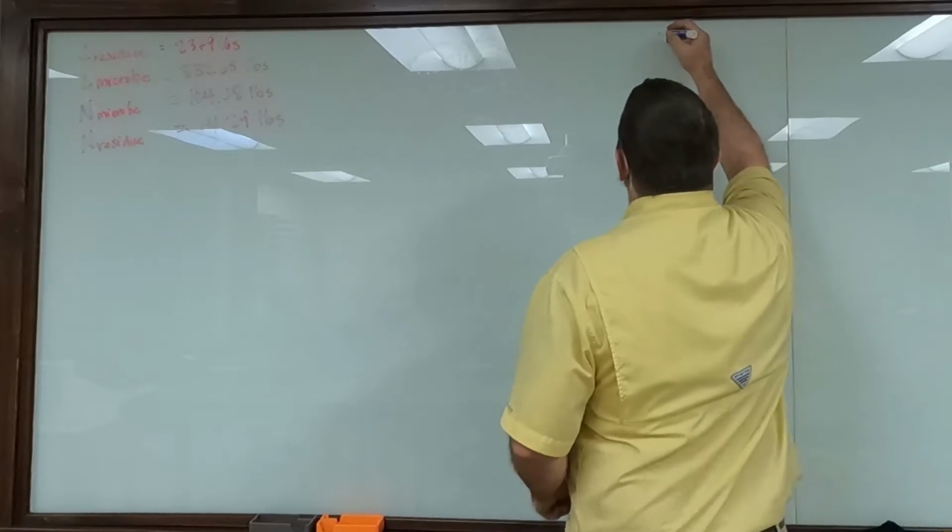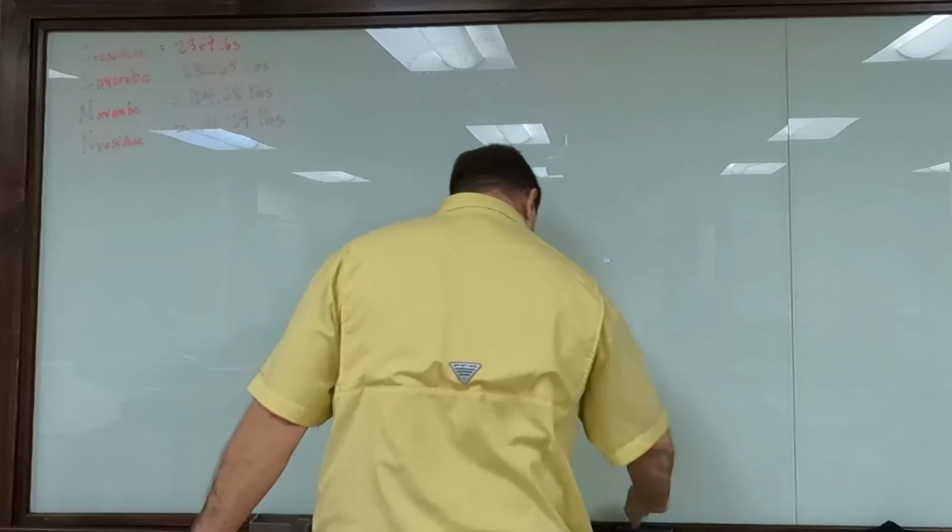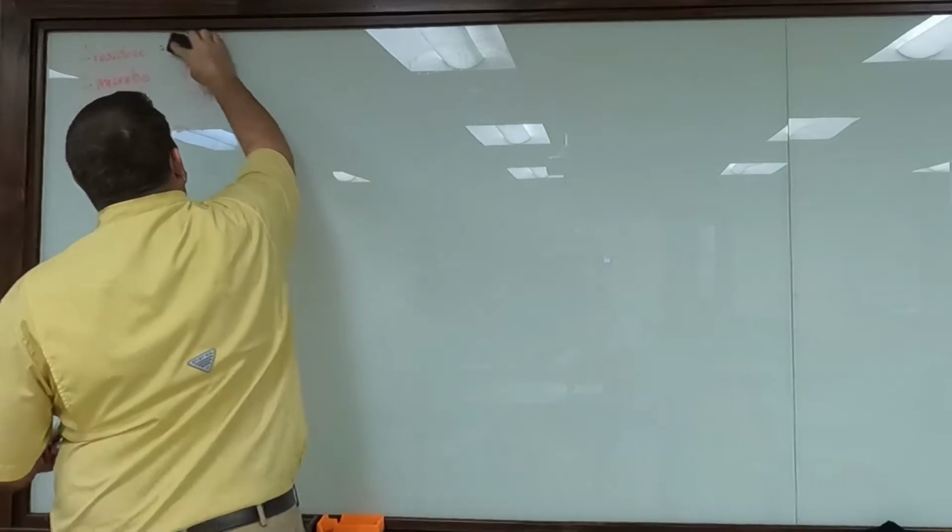All right, so here's the next problem. We have a hairy vetch cover crop that produces 3,000.